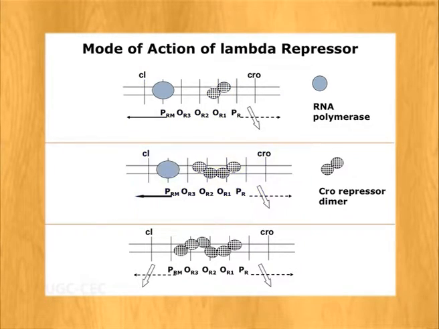Now when the OR2 region is bound by lambda repressor, it will interact with the RNA polymerase, and transcription from PRM will be activated. More C1 proteins will be produced. At a very high concentration, it will block the OR3 region also, thereby blocking the PRM promoter and stopping the transcription from PRM.